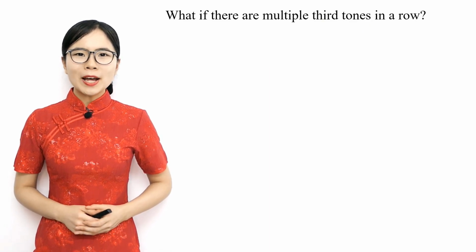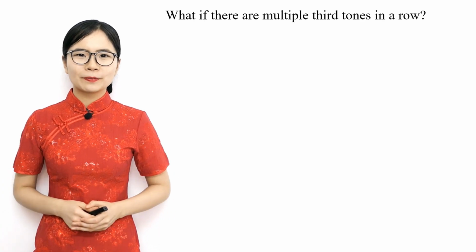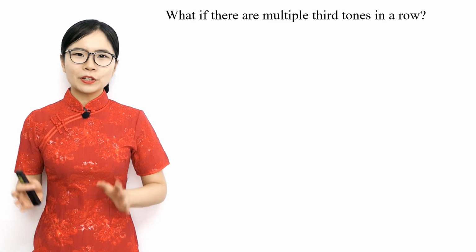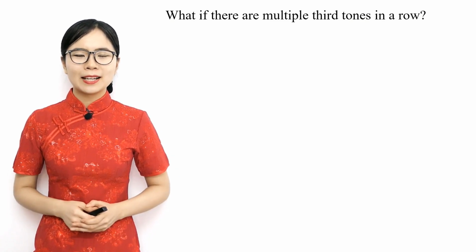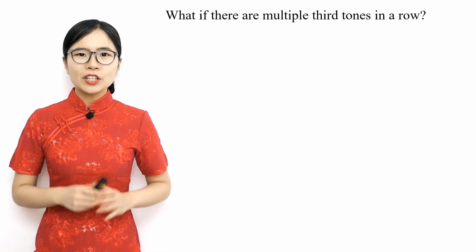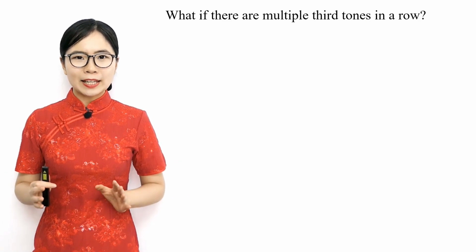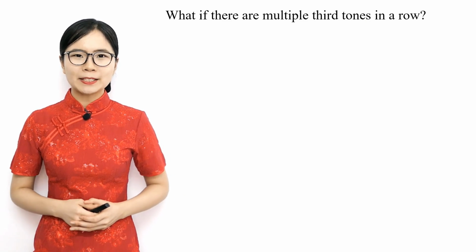So, you may be wondering, what happens if there are multiple third tones in a row? Some people say when there are multiple third tones, all the third tones change to the rising third tone except for the last one. This is really not the case. Like I mentioned before, these changes to the third tone are not rules. They are changes that happen naturally when speaking at conversational or faster speeds.